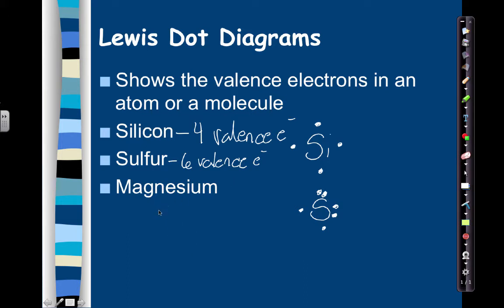Now let's do magnesium. Magnesium's in group 2, so it has 2 valence electrons. All right, so magnesium is Mg. So I'm just going to place the electrons around it. So 1, 2. So the dots will show you how many valence electrons you have. And these are just simple atoms. All right, so let's look at what happens when you bond.